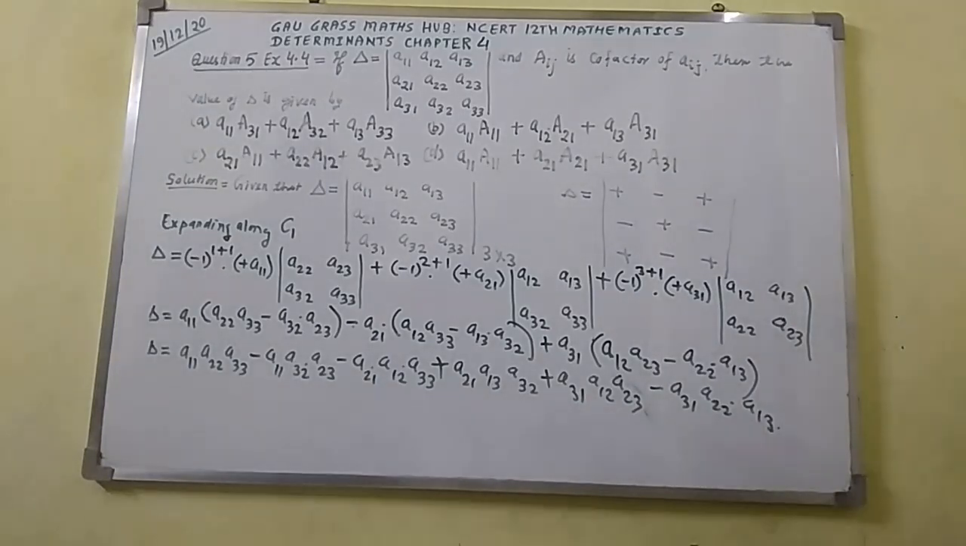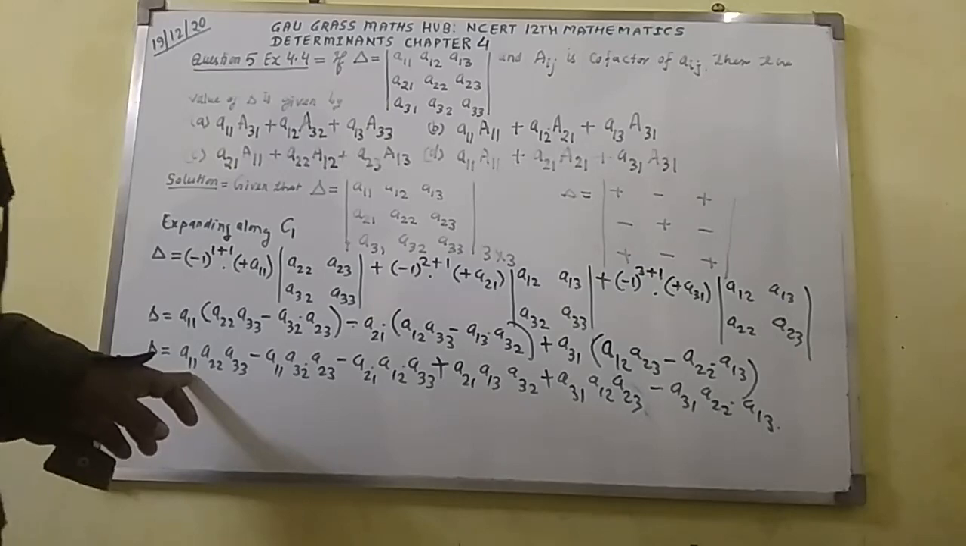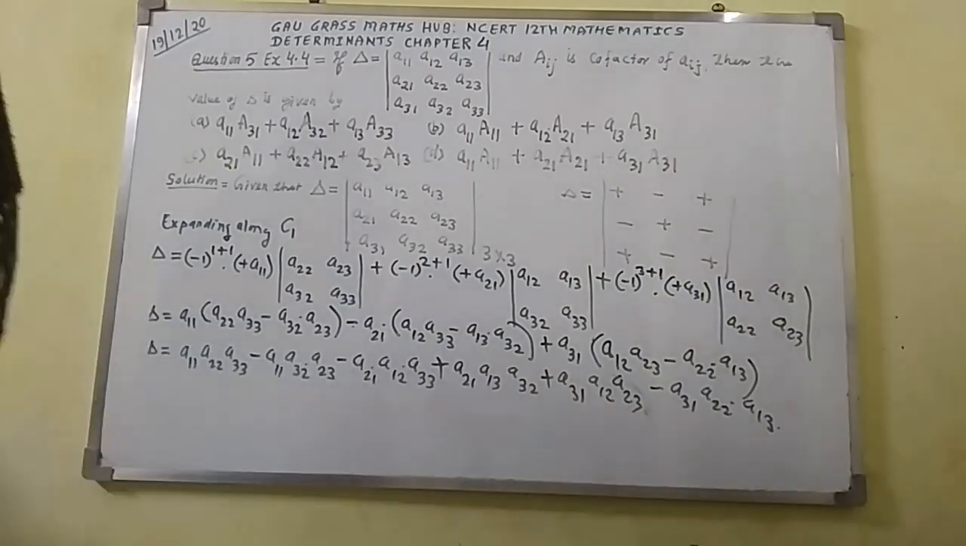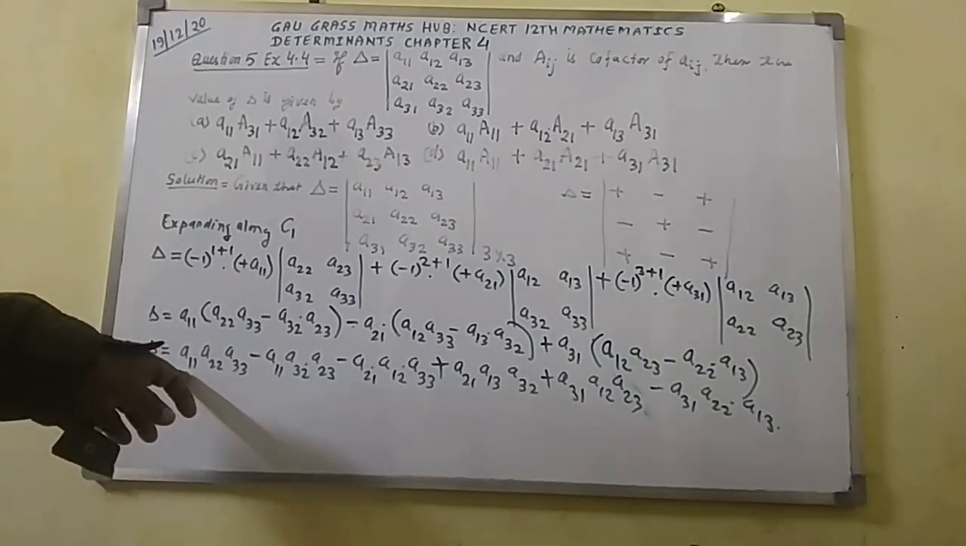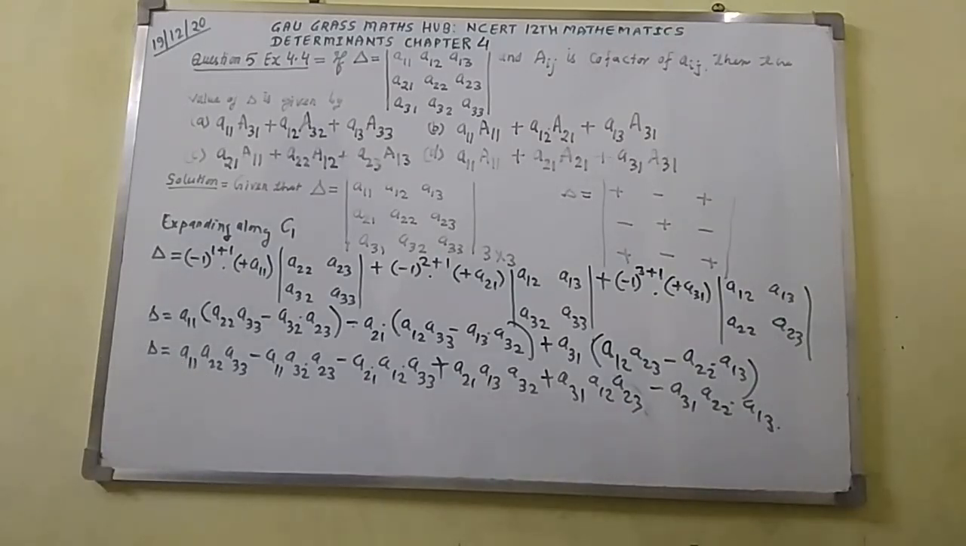Now what to do next? Now here you can see which option is correct. Now we have to decide which option is correct. So here you can see this thing. Just match the things available here. Here you can see A31. So this is the cofactor of Aij.